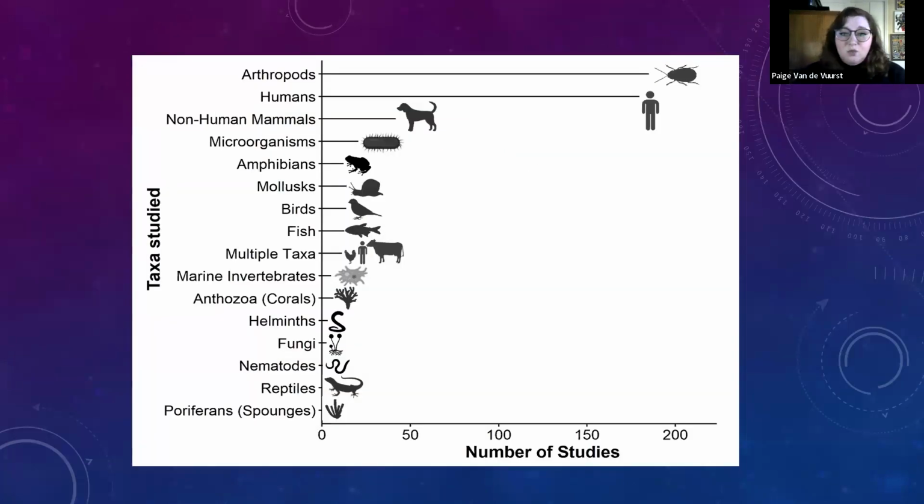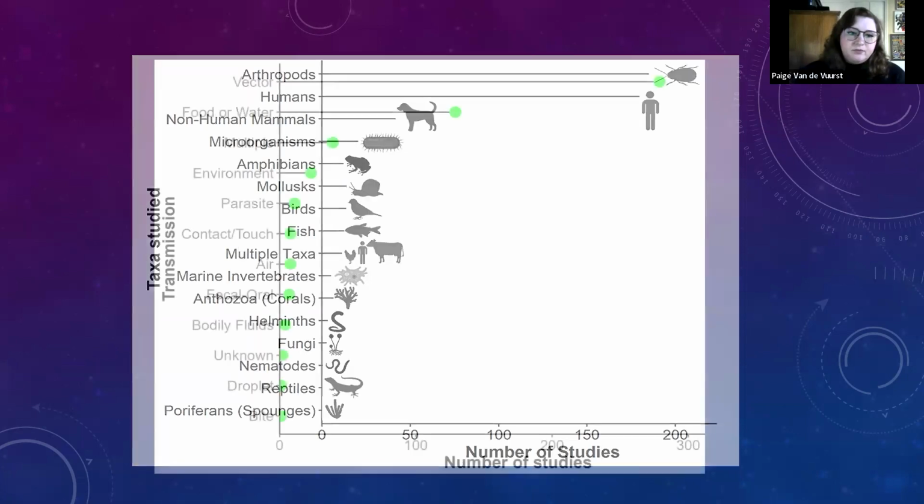We also wanted to assess what taxonomic groups or what animal groups were being most studied. And we found that arthropods, so things like insects, and humans were the most well-studied animal groups. Now, this is understandable because human health is often the driving factor behind most research. But some of these other groups that we know are more heavily impacted by climate change, such as birds or amphibians, were not as well studied as we had anticipated.